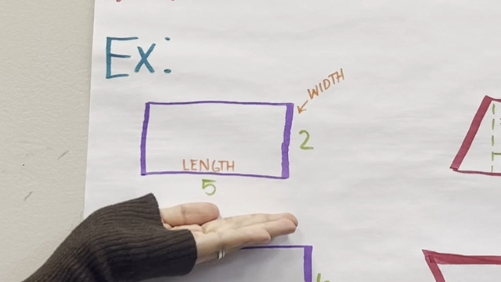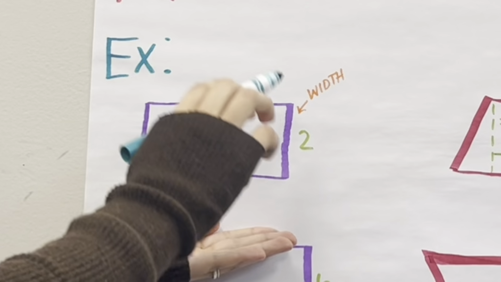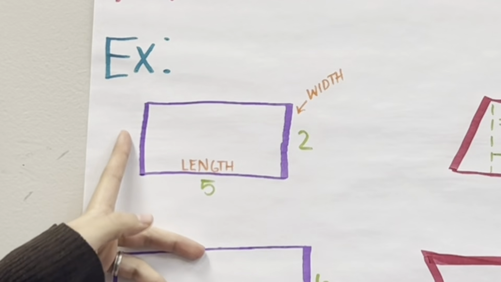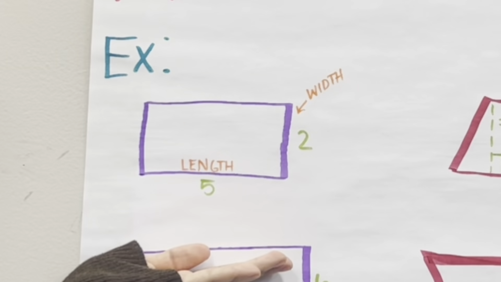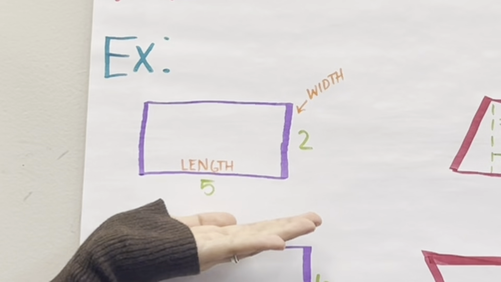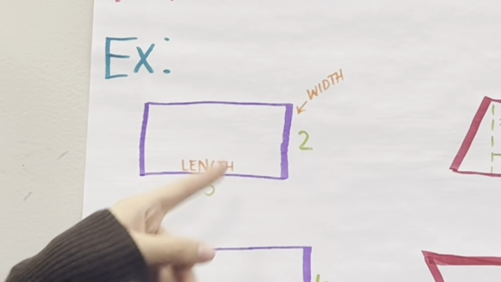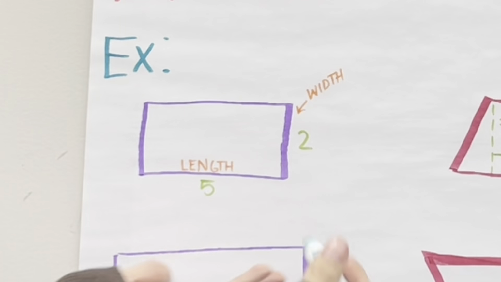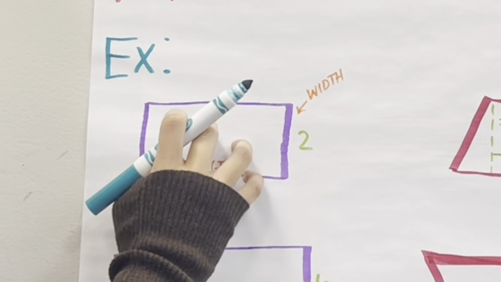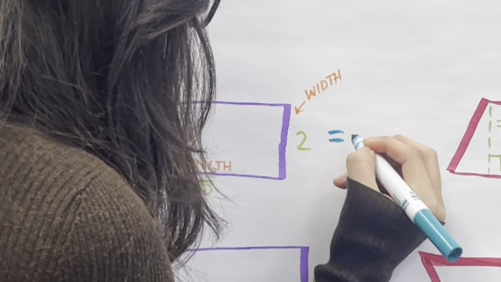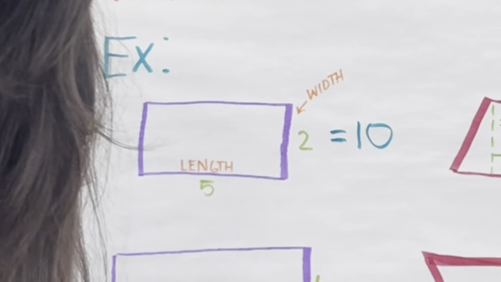Right here I have clearly labeled our length and our width. The length is the bottom or long side of said rectangle. The width is the shorter end. In this rectangle, we see that our length is 5 and our width is 2. So 5 times 2 would be 10. So that means the area of this rectangle would be 10. Now, depending on whatever units you are using, you will add that to the end of your formula.